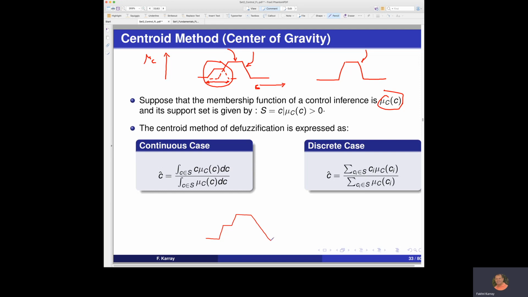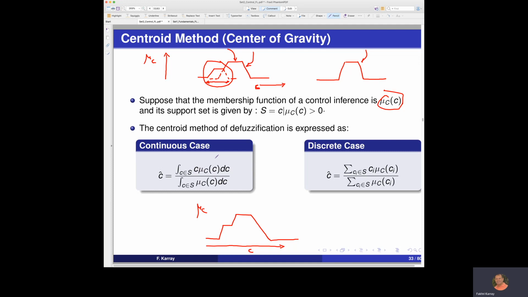So we can integrate all these particular functions, and you can see here, this is the variable C here, and this is the function of mu C, okay? So what we can do, we integrate the function of C mu C(C), divided by the integral of the membership function itself without its multiplication by C.